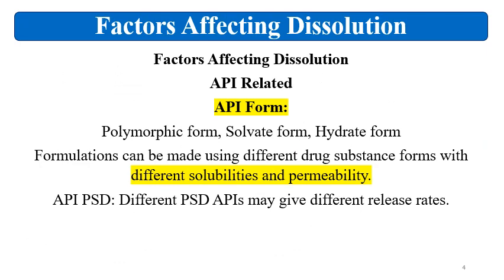Then the factors affecting the dissolution. Mainly, whenever variations are made, the API form affects the dissolution. Polymorphic form, solvent form, hydrate form, these are all forms of the same API or same drug substance, and may have different solubility and release kinetics. Then formulations can be made by using different drug substance forms with different solubilities and permeabilities.